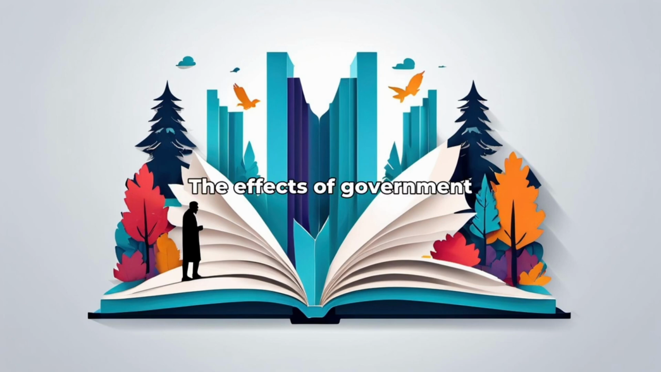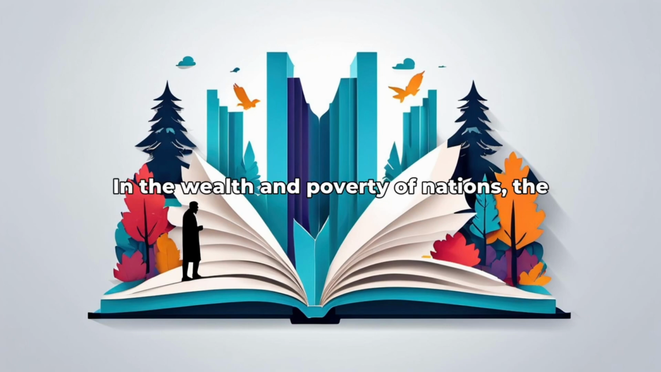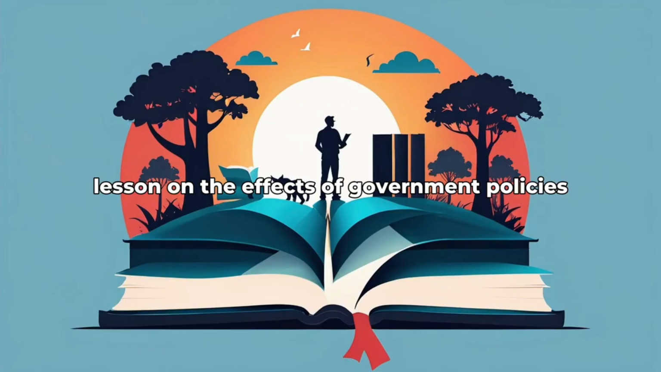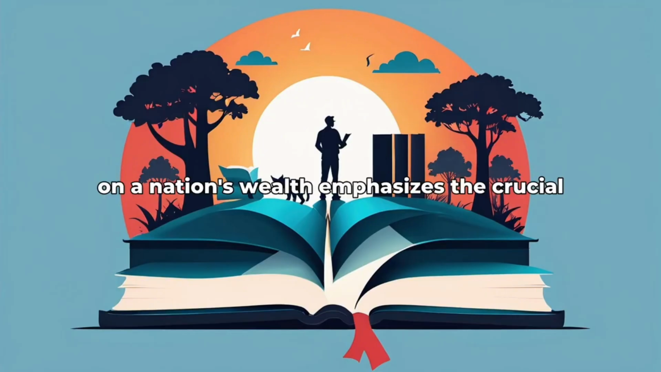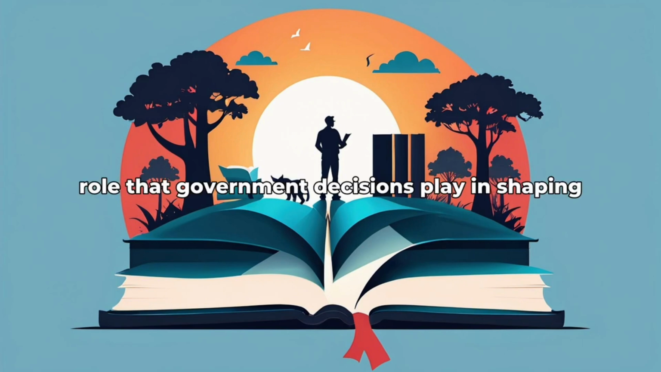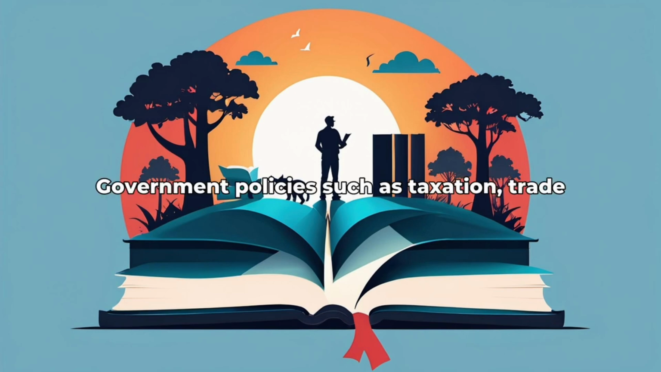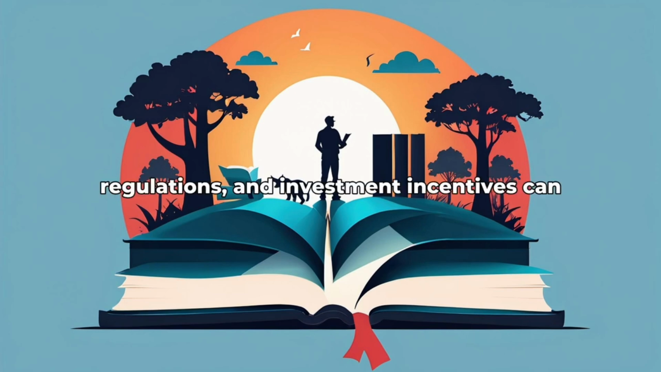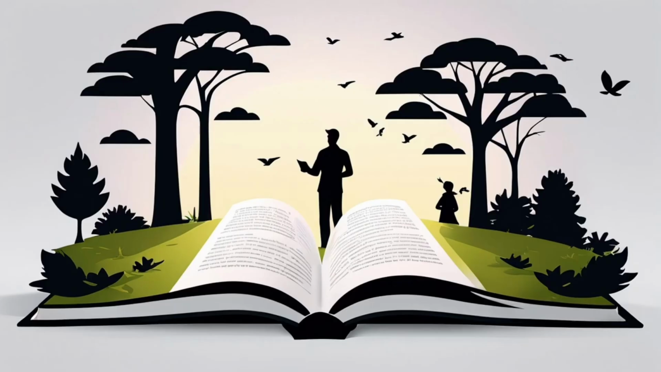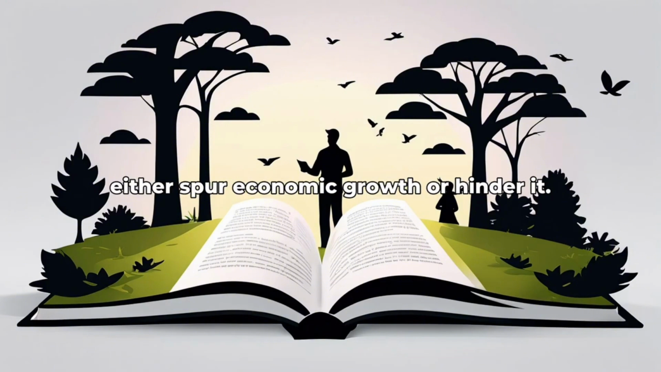6. The effects of government policies on a nation's wealth. In The Wealth and Poverty of Nations, the lesson on the effects of government policies on a nation's wealth emphasizes the crucial role that government decisions play in shaping a country's economic prosperity. Government policies such as taxation, trade regulations, and investment incentives can either spur economic growth or hinder it.